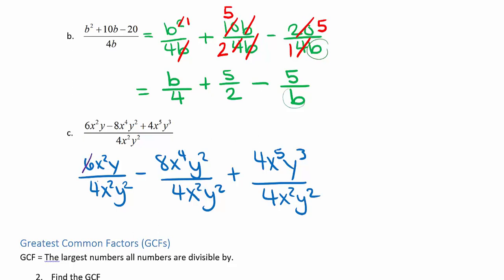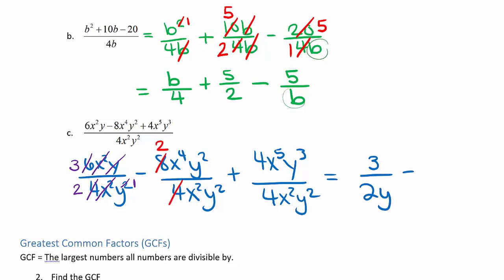6 and 4 are both divisible by 2. That becomes a 3 over 2. I can cancel the x squareds out, and I can take one of the y's out. That leaves me with just a 3 in the numerator and a 2y in the denominator.